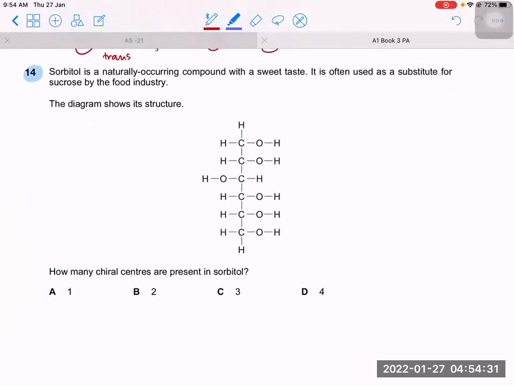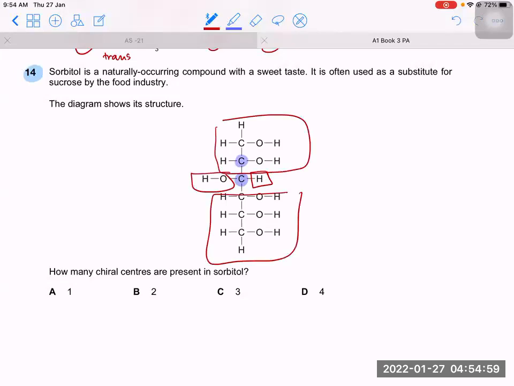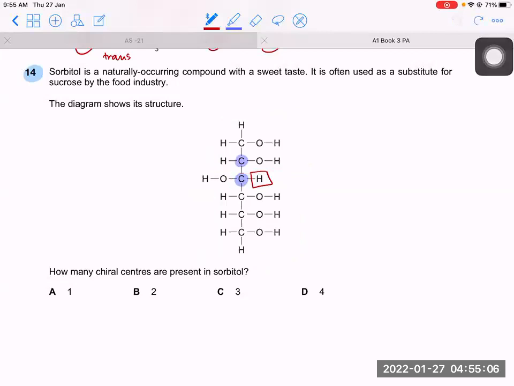Question number 14, number of chiral centers. Can this be chiral? No. Why? 2 H's. Can this be chiral? Yes. Why? H, OH, and this. And all of this. Are they different? Yes. Can this be chiral? Why? H, OH, this, and this. On the top, you have 2 carbons. At the bottom here, you have 3. So this is also chiral.